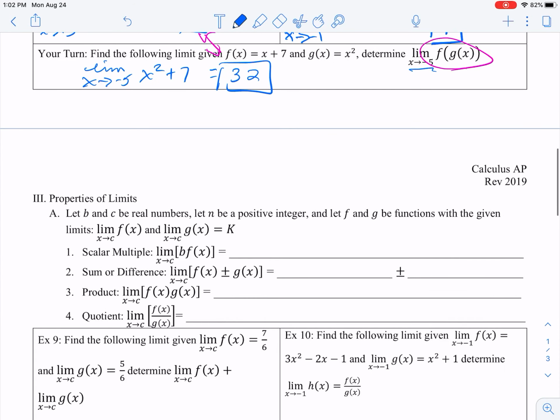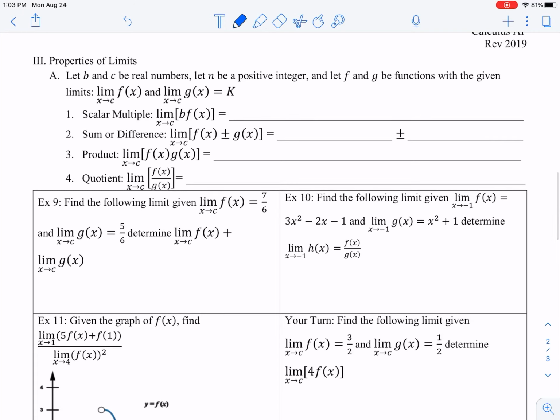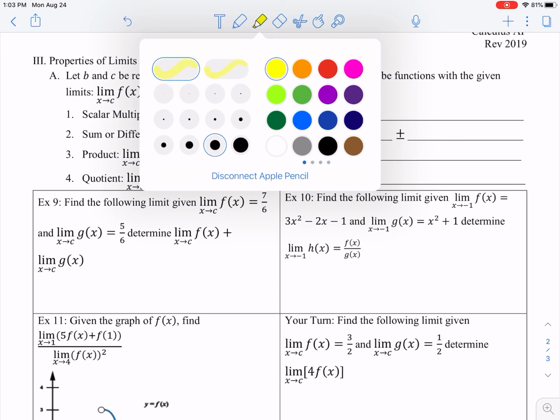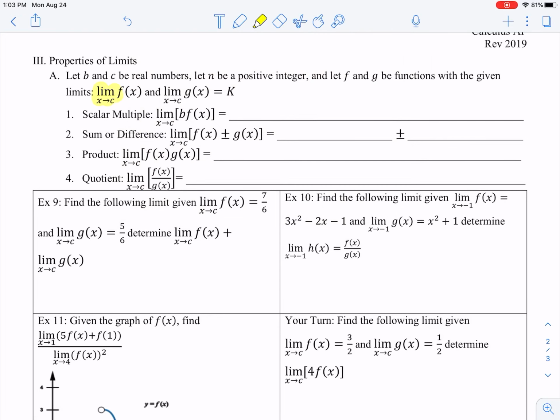Pretty straightforward, though. All right, the properties of limits. The first thing you got to pay attention to is, I want yellow. This right here, he left out, it should be equal to L, okay? The limit of f of x as x goes to c is equal to L. That's a typo. He forgot it. That's the guy we stole these from. And then the limit of g of x as x goes to c is equal to k.